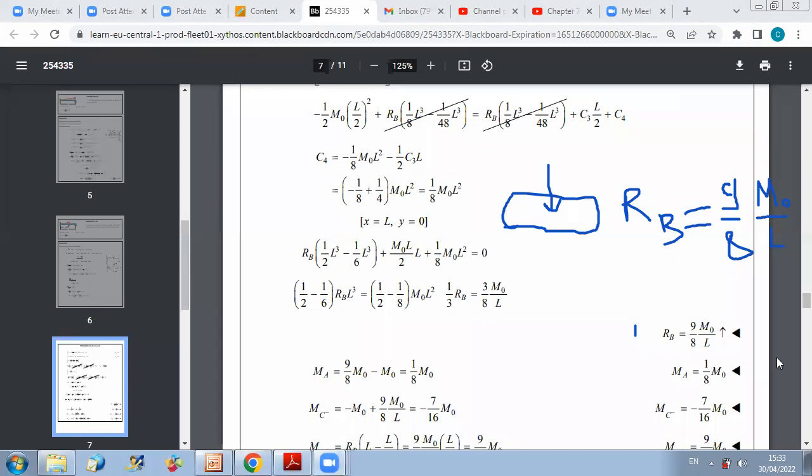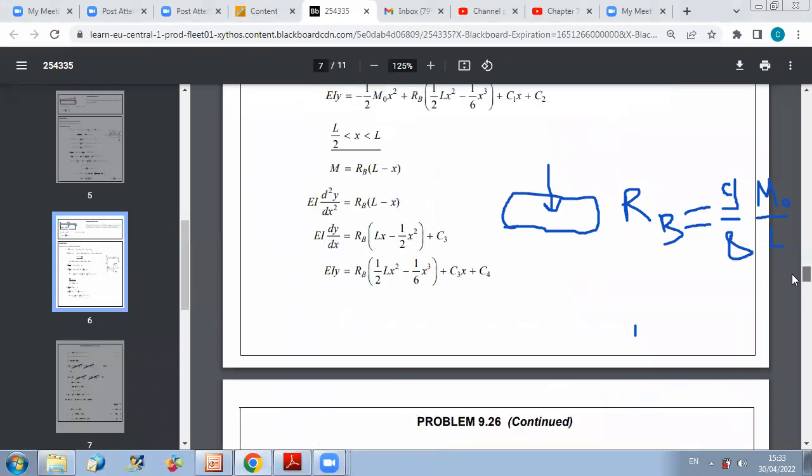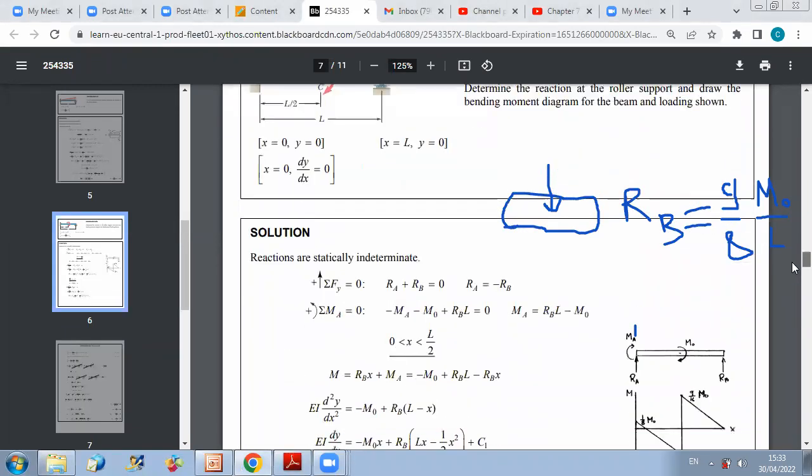So going back to your equation here, if you replace RB by 9/8 M0/L, you will get 9/8 M0/L times L, so L will cancel out, minus M0. So this will give you (9 minus 8)/8, so 1/8 M0. And MA is in the clockwise direction.